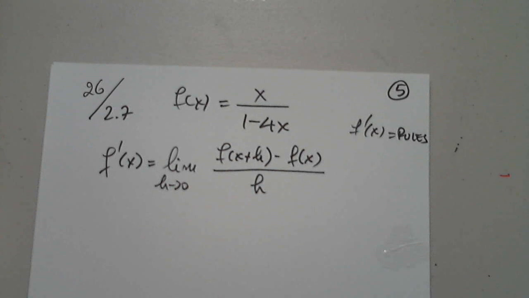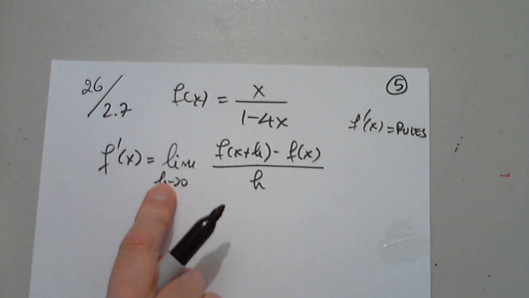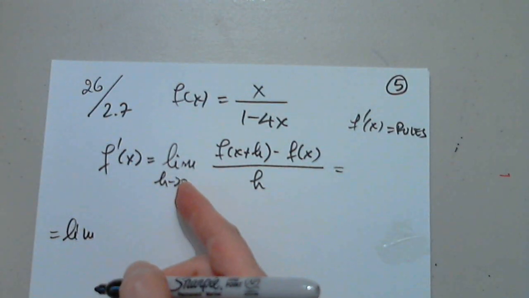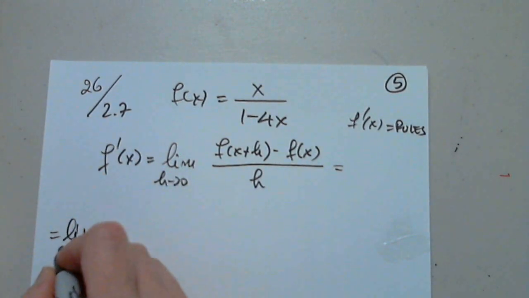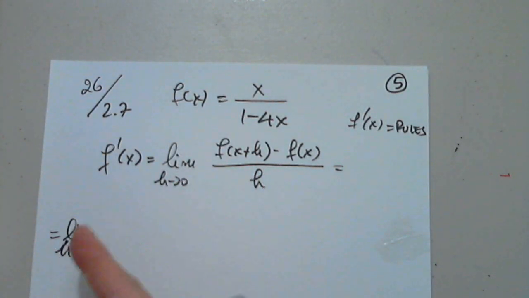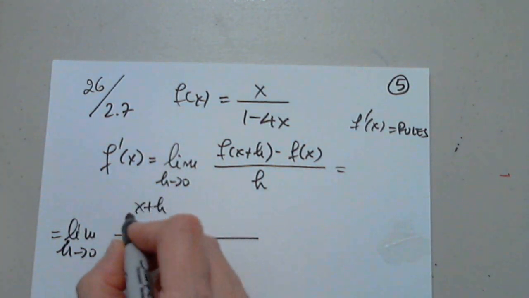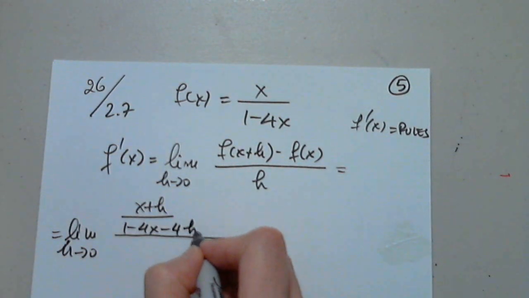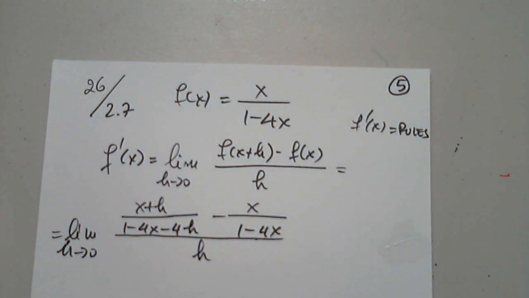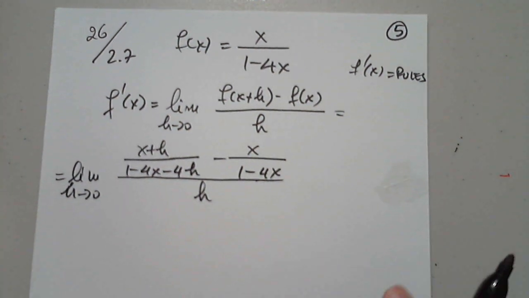Okay, so I will put f of x plus h here. I will copy the function and then continue with the limit as h approaches 0. Please do not drop the limit operator till you apply it. Please, I'm begging you, so you don't lose points for nothing. So we have x plus h over 1 minus 4x minus 4h, minus x over 1 minus 4x, divided by h. This is not a friendly situation because the function is not nice, so to speak.